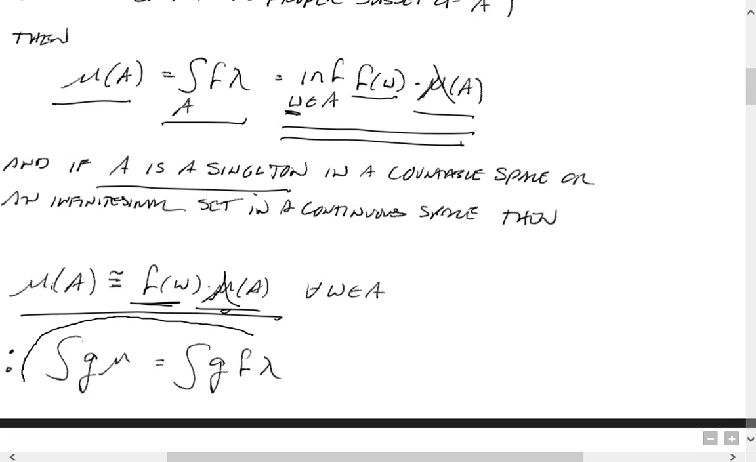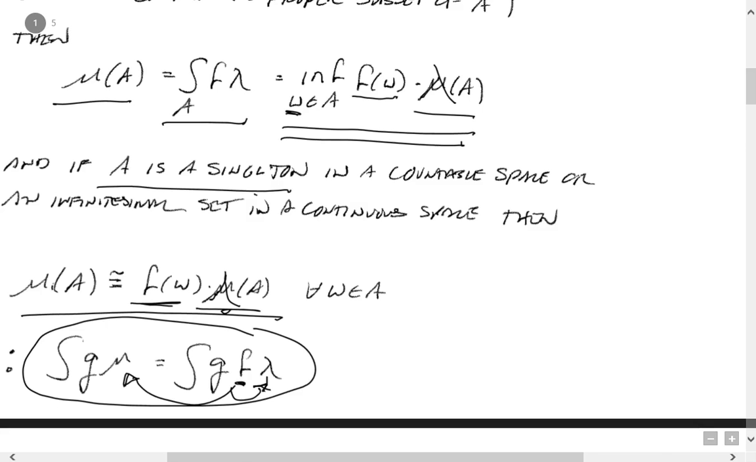And we get a simple equivalence: the integral of some function g of x times the measure mu is equal to the integral of g of x times f of x times the measure lambda. And f becomes our density for mu with respect to lambda.